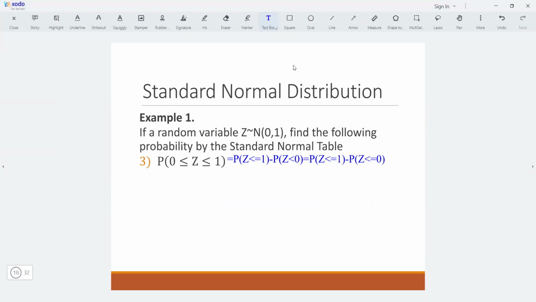If you recall what we found in the previous part, the probability z smaller or equal to 1 is 0.8413, and the probability z smaller than 0 is 0.5. So for this question, the answer is 0.3413, the difference between these two. Okay, so this is how we can use our standard normal table to find the probability that a random variable is between two values. So far so good.